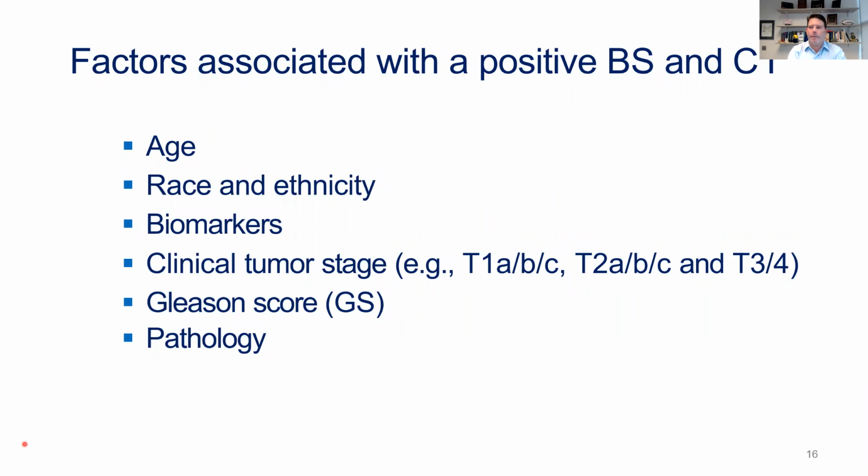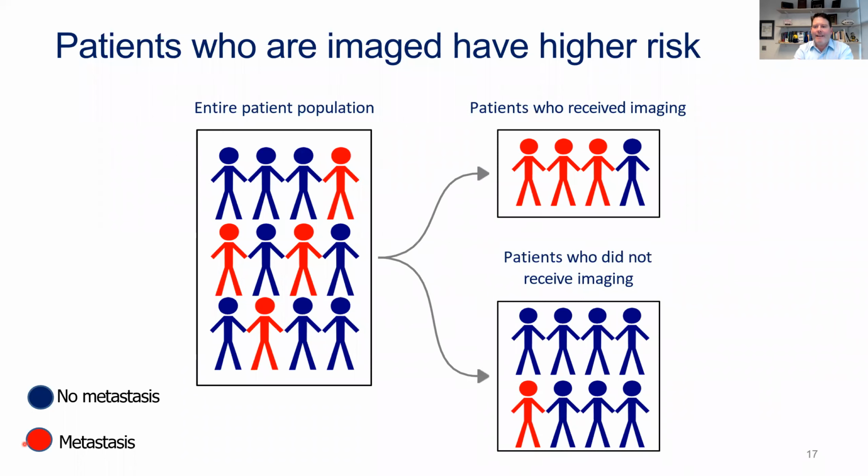And so some of these things: race and ethnicity, biomarkers, tumor stage, Gleason score, which you may not have heard of. It's a scoring system that pathologists use essentially to rate the aggressiveness of a cancer. And then other pathology information related to what comes out of the biopsy, which is how the patient got diagnosed in the first place. So these are some of the different kinds of factors.